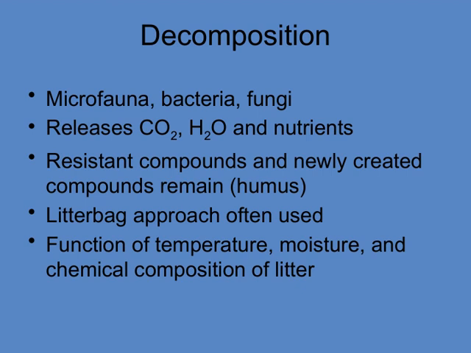To study this process, researchers often use a method called the litter bag approach, where they place litter in mesh bags and monitor how it decomposes over time. This helps us understand how different factors influence decomposition. Key factors include temperature, moisture, and the chemical makeup of the litter itself. All of these elements play a significant role in determining the rate and extent of decomposition, which ties back to the overall health and productivity of ecosystems.